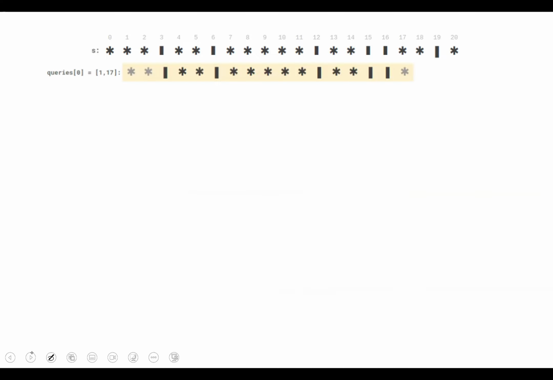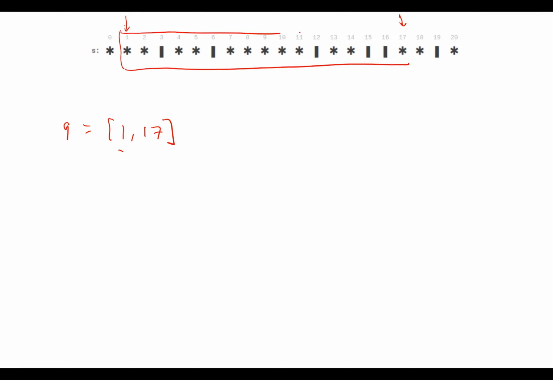Okay, so let's try to find a solution for this. We can think about a naive way, and I would suggest everyone to think about the naive way. Let's look at the query 1, 17. If you have already thought about it, I suggest you pause the video and think about it. How can you find all the plates between 1 and 17? Within this, we have to find all the plates that are between candles.